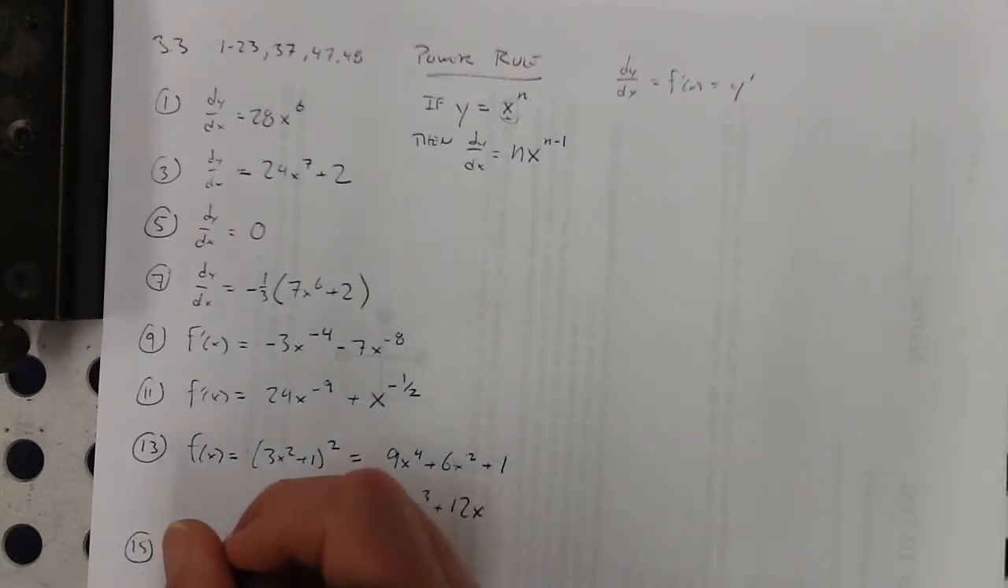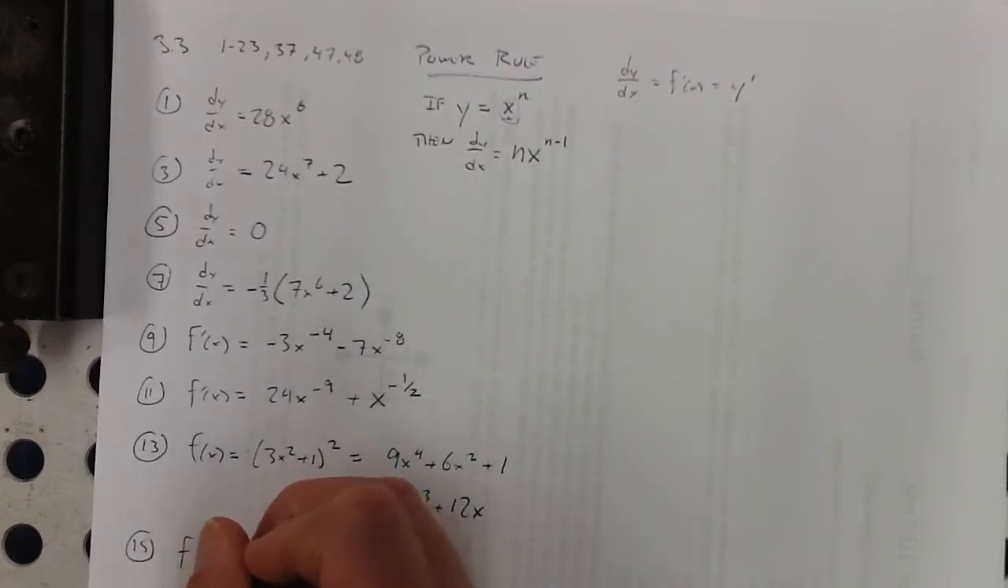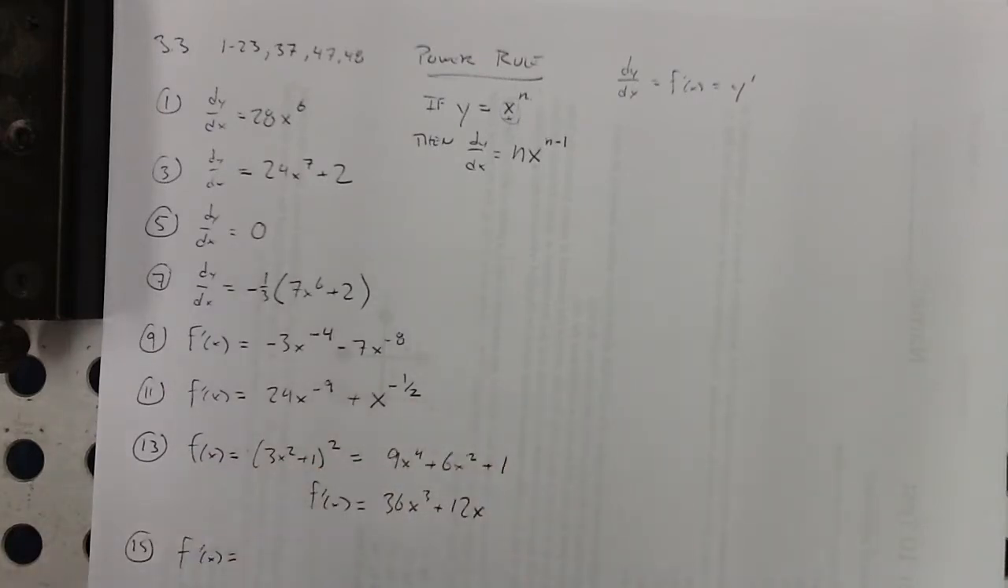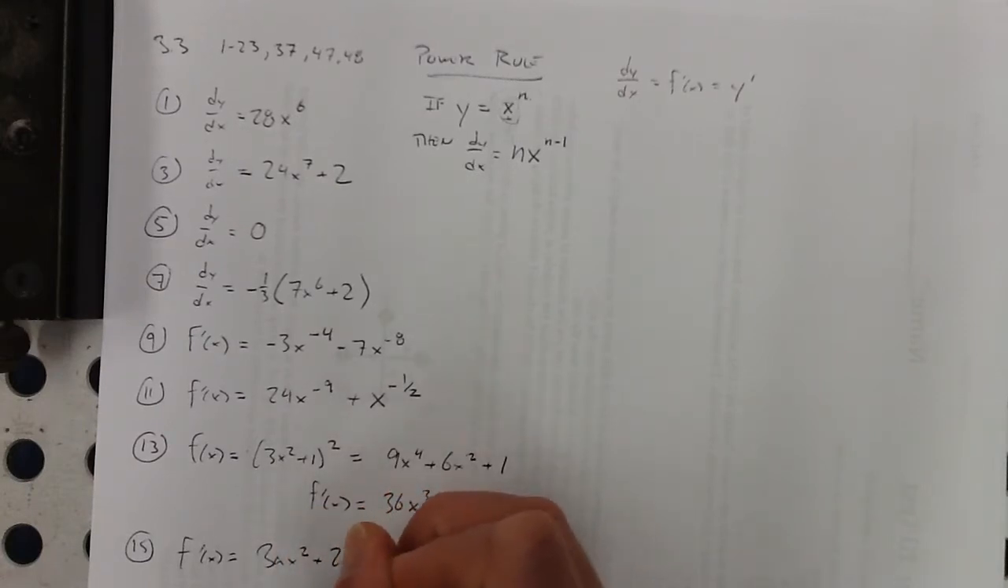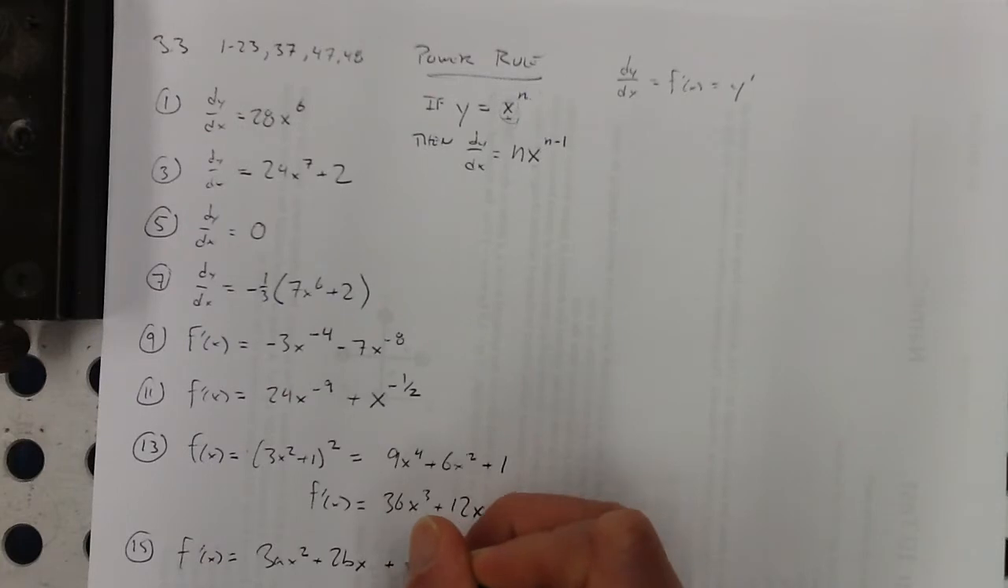And then 15 is kind of a generic third-degree polynomial, so it'd be 3ax squared plus 2bx plus c, and then d is just a constant, so that goes bye-bye.